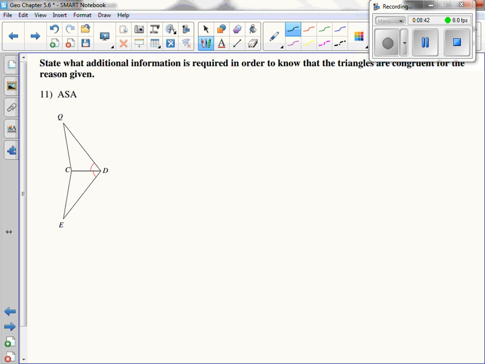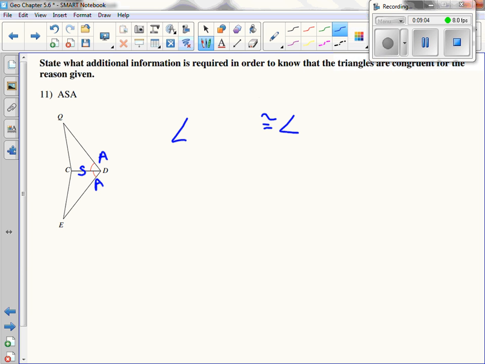Okay, we've got one last thing. We're going to say, what additional information do we need to know to be able to show that the two triangles are congruent by the given line? It would be another angle because these sides are shared, so they're congruent. And we already have one angle. So we need another set of angles that is congruent.